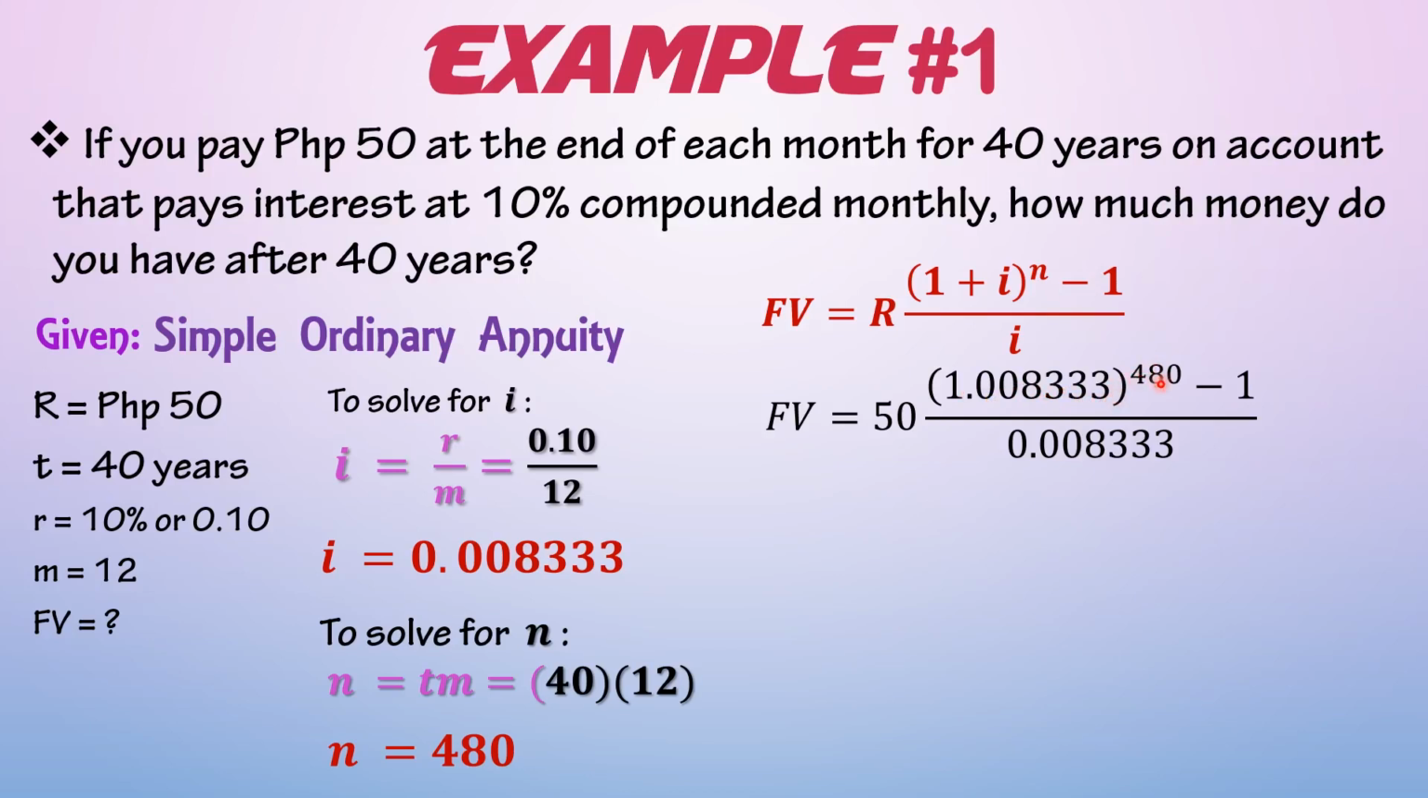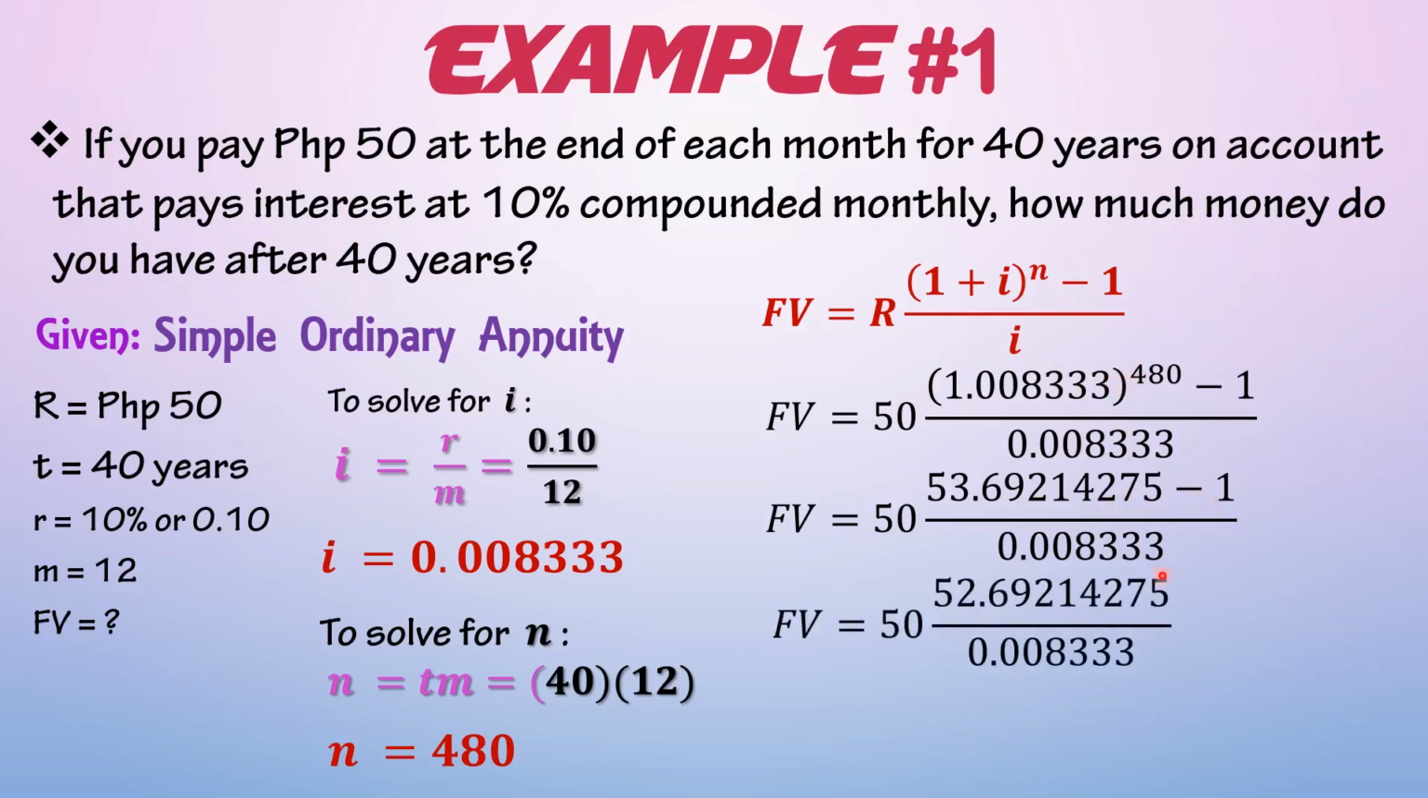1.008333 raised to the 480. So you will be needing a scientific calculator. And then after getting that one, you subtract it by 1, so the value will be this one. So 6 digits. Here, we write all the values for the answer to this one. And then, next one is subtract 1. So you will have 52 times and write the remaining values.